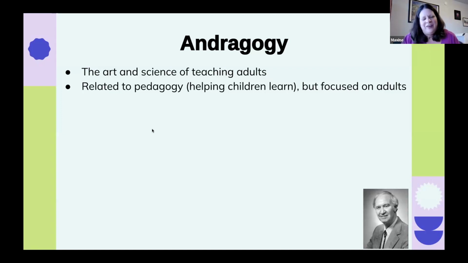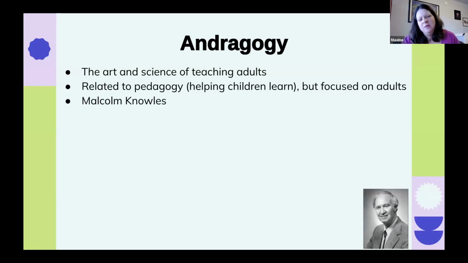I'm teaching a class right now, and I was listening to a reflection of a student, and she kept calling it androgyny. It's not androgyny, not related, but rather andragogy and the art and science of teaching adults.